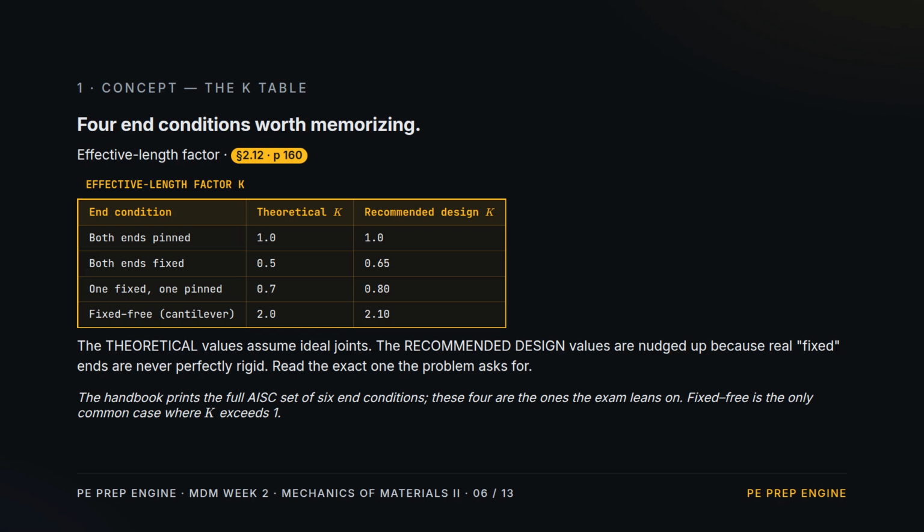Concept 3, continued. The K table. Pinned is 1. Both ends fixed, 1/2 theoretical, 0.65 recommended. One end fixed and one pinned, 0.7. Fixed-free cantilever, 2, and just over 2 for design. The theoretical column assumes ideal joints. The recommended column bumps them up because real fixed ends are never perfectly rigid. Use whichever the problem specifies.